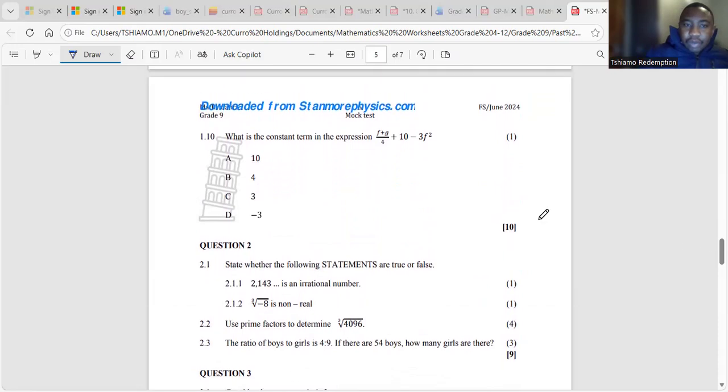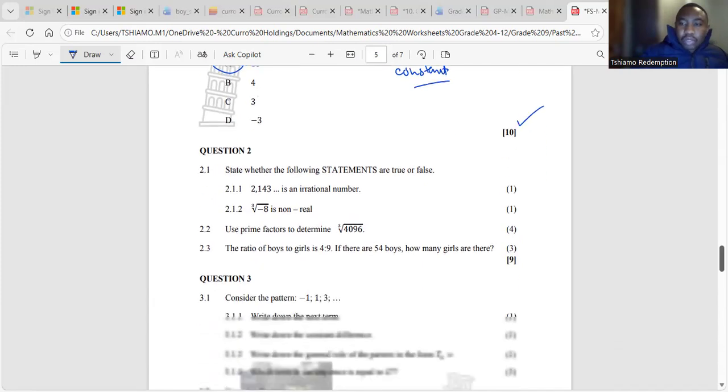Okay, moving along. What is the constant term? It's the term without the letter, the term without the variable. In this case, this and that have variables. What are variables? Letters. This is the only one without a variable, so it's the constant term. The constant term is 10. Then we're done with the first one.